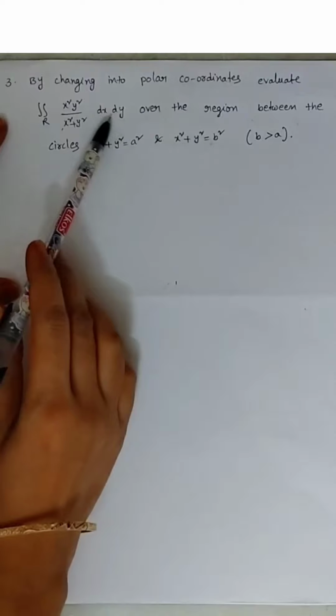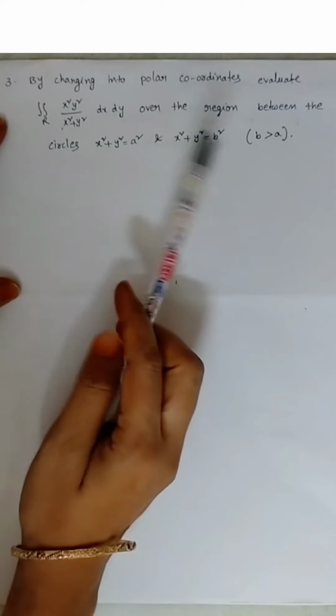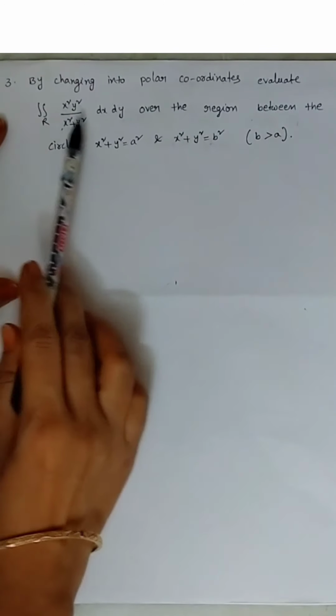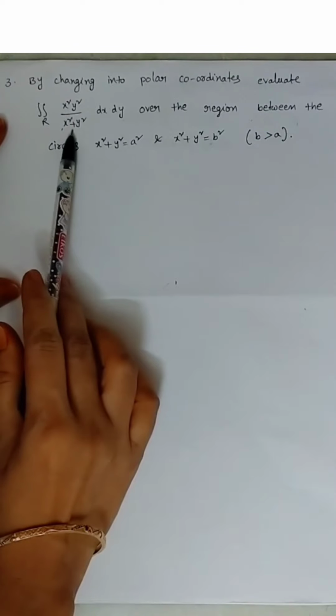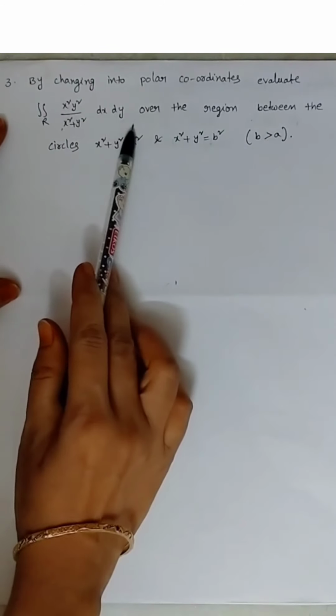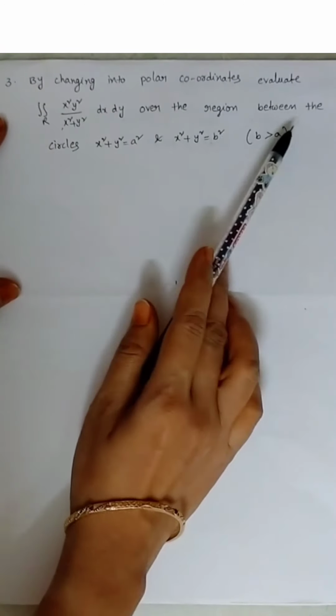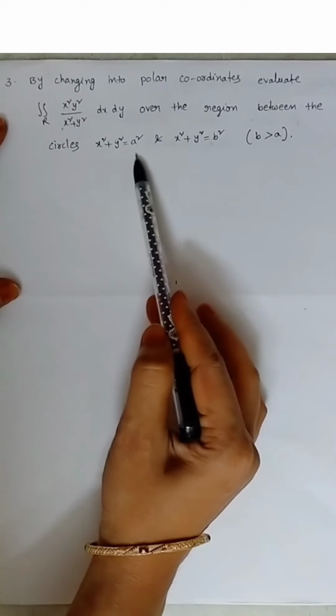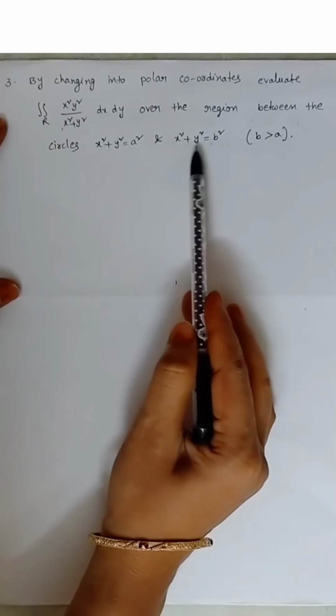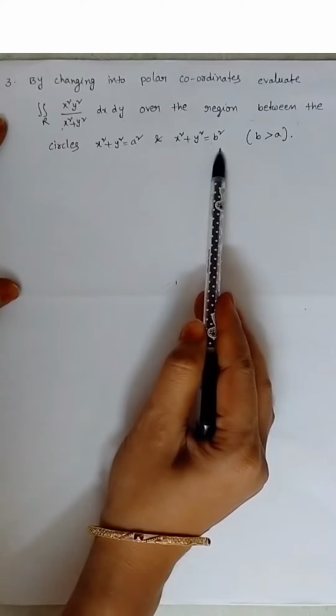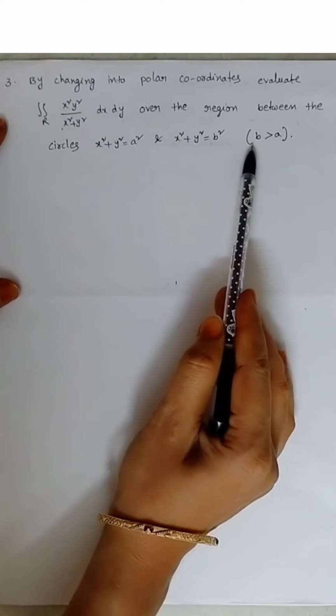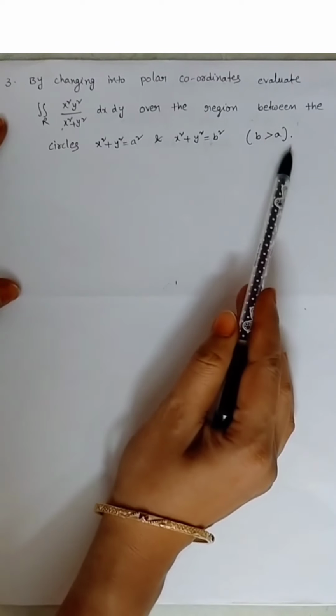So the third problem: by changing into polar coordinates, evaluate the double integral of r x square y square by x square plus y square dx dy over the region between the circles x square plus y square equals a square and x square plus y square equals b square. In the brackets they mentioned that b is greater than a.